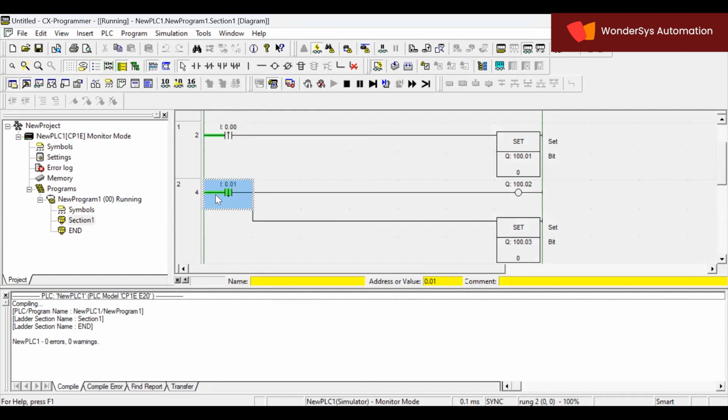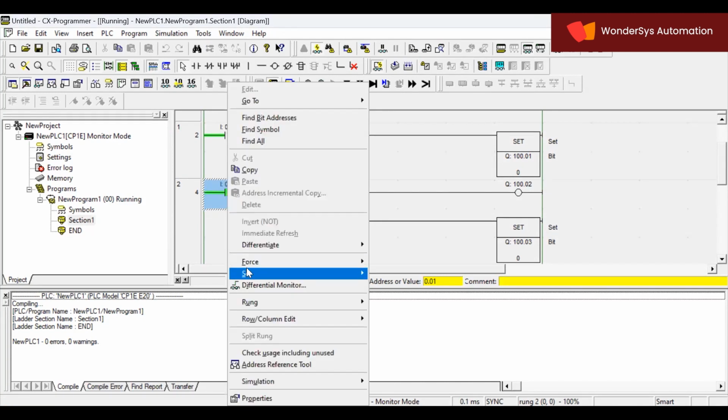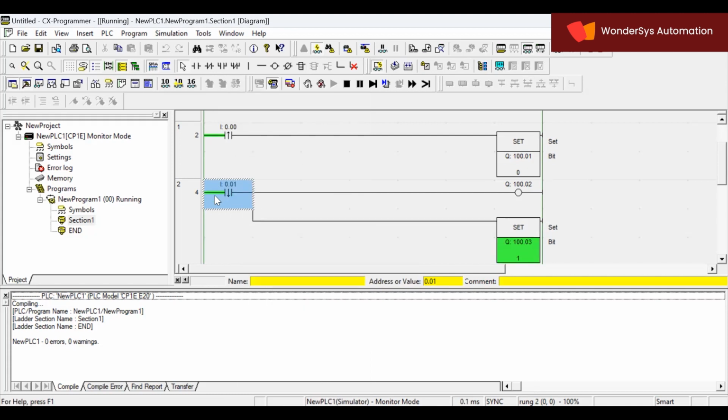See, now I have made the switch on, but it is not getting on, correct? Because I have used a falling edge. Whenever there is a transition from 1 to 0, that time it will get on. Now I'll use set off. See, now in the off state, it is getting on. Understood?